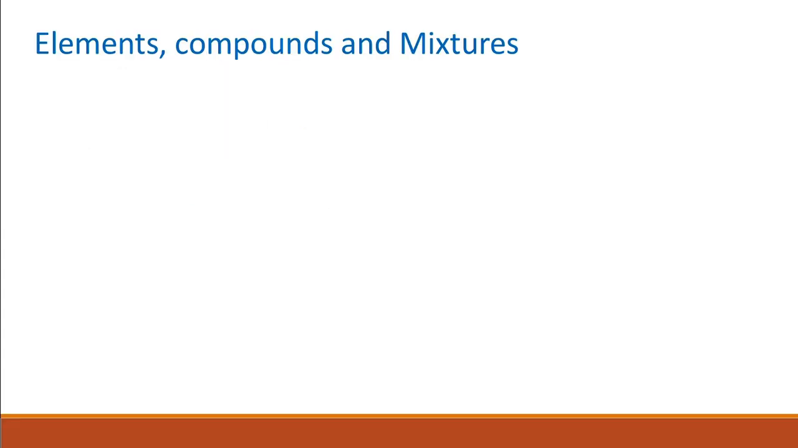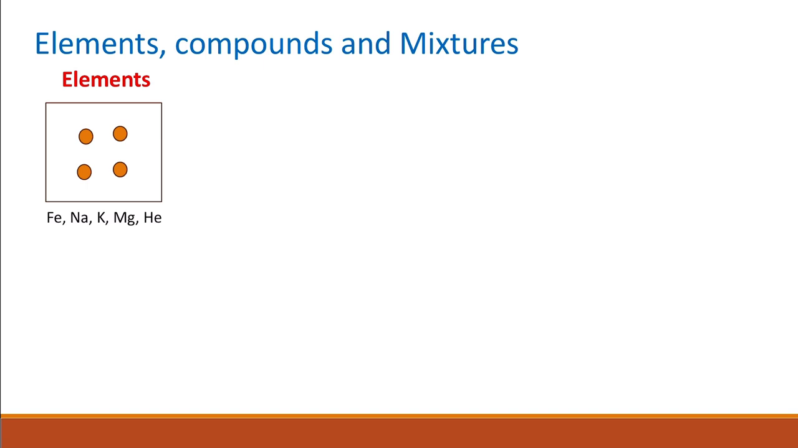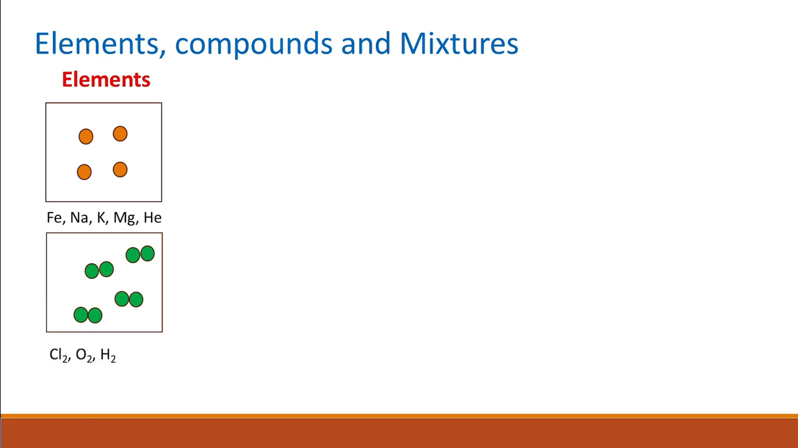Elements, compounds, and mixtures. Elements are formed of only one type of atom and they are represented by a symbol that has one or two letters. The first letter has to be uppercase, the second one is lowercase. They can exist as individual atoms or as a molecule, something like chlorine, oxygen, and hydrogen. Each of these elements has two atoms.